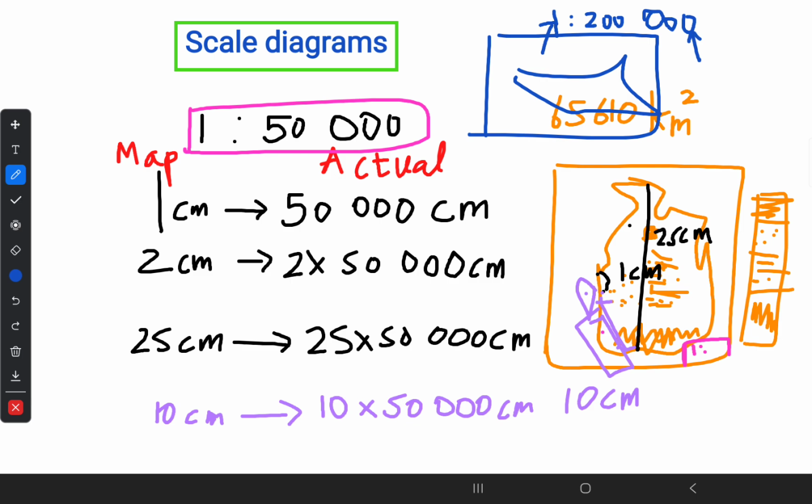1 meter means on the map scale, you are measuring from this end to this end 1 meter, 100 centimeters. That means in the actual world, 100 times 200,000 centimeters. Or we can easily write it as, if 1 meter is here, the next unit also should be in meters. Don't confuse these. We will do some examples related to this. You should know the purpose of drawing scale diagrams. The major purpose is to denote the exact topographical features in a planar diagram.